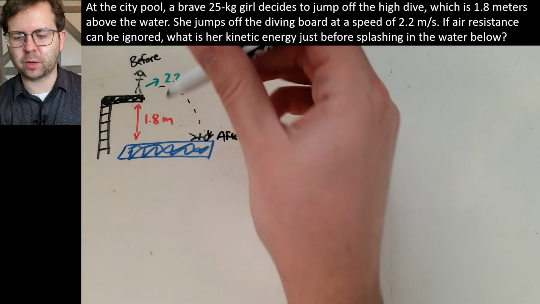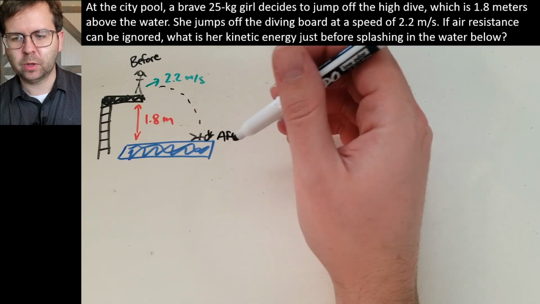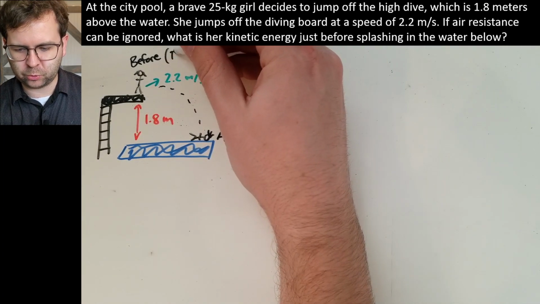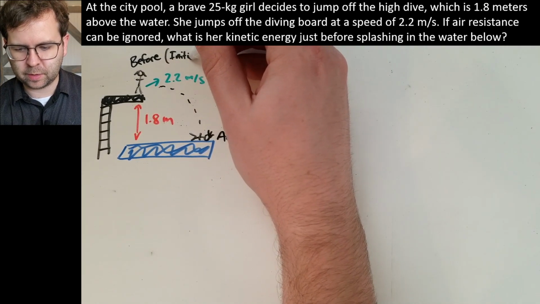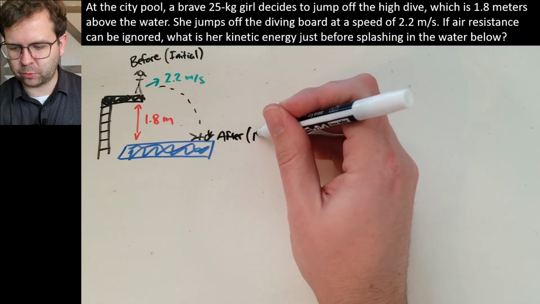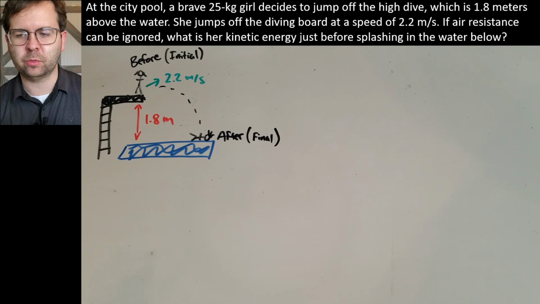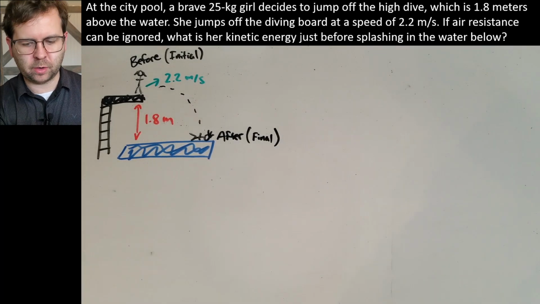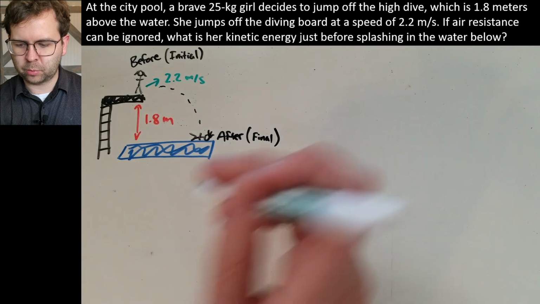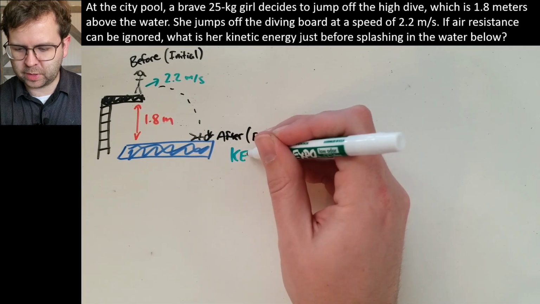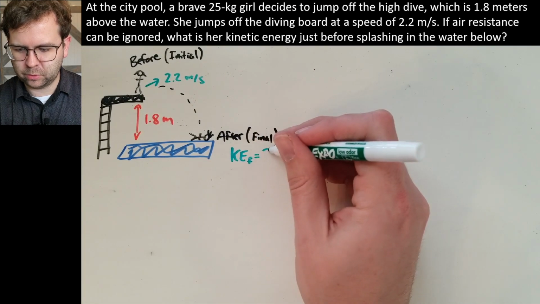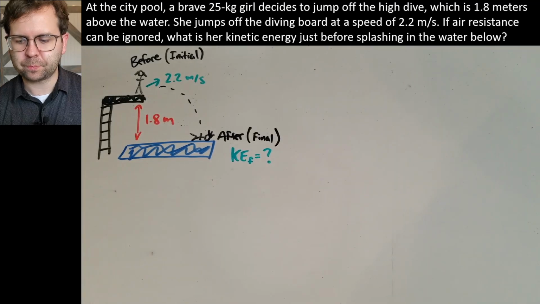So I've drawn the picture here and I've labeled before and after. You could also say that this is the initial state of the girl. And then right here, right before hitting the water, this is the final state. Those are other words we use for before and after in physics. And we want to know, what is her kinetic energy right here at the end? So I'm going to label my picture here. The final kinetic energy is what? That's what we're looking for.